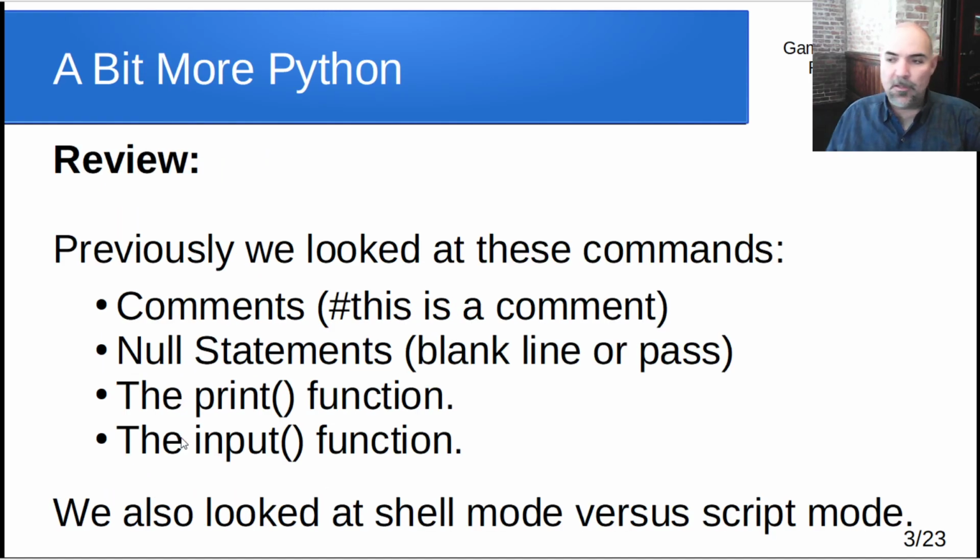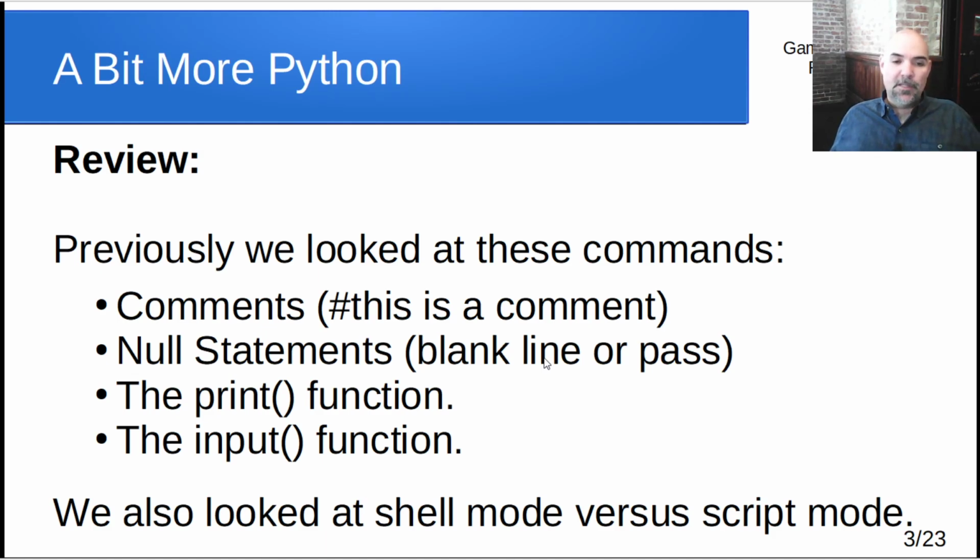Okay, so here's a quick review. Previously we looked at a few commands. We had comments, which remember you just say # and anything from that # up to the end of the line gets ignored by the interpreter. It could be a line by itself, it could be at the end of a line of code. A null statement, which comes in the form of either a blank line or the pass command, also gets skipped by the interpreter and ignored. The reason for null statements like the blank line is so we can space our code out in a way that makes it a little more readable, like paragraphs in a word processing document that you're working on.